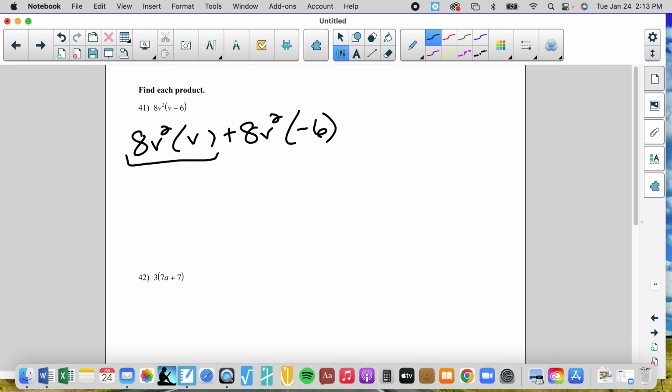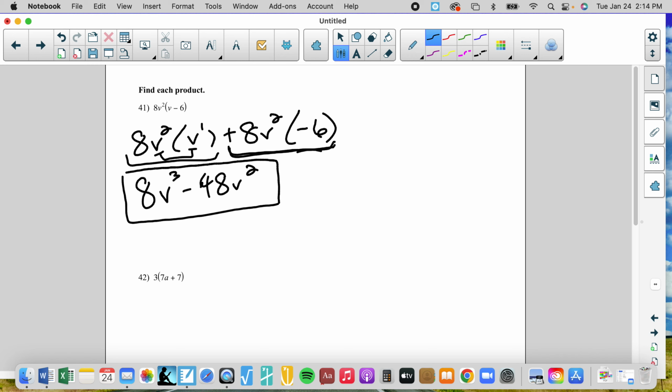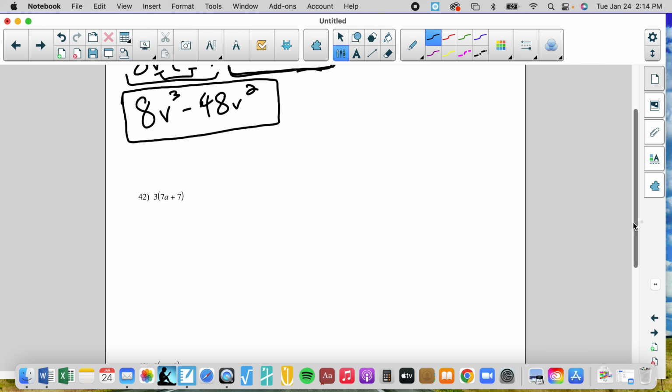So now we have 2 monomials times 2 monomials. So 8v squared times 8v is 8v to the third. We're multiplying like bases, so we add their exponents. 2 plus 1 is 3. And now we're going to multiply 8v squared times negative 6. 8 times negative 6 is negative 48, and then we have v squared. So this is my final answer. This cannot be simplified. We can't combine those two because they're not like terms. They do have the same variable, but not to the same exponent.